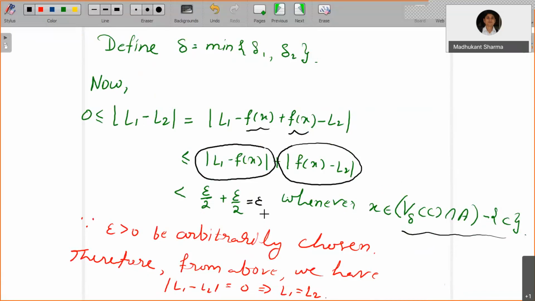So we started with an arbitrary epsilon, and we have ended with 0 less than or equal to mod L1 minus L2 less than epsilon. Therefore, this is true for every epsilon. So this can only happen when the mod of L1 minus L2 is equal to 0, that is, L1 equals L2. This confirms that if the limit exists for a given function f, then it is unique.